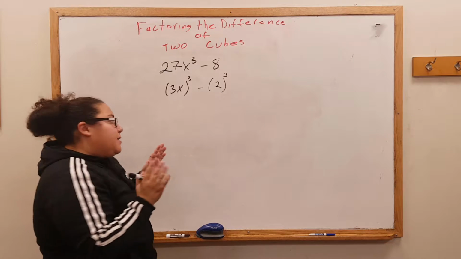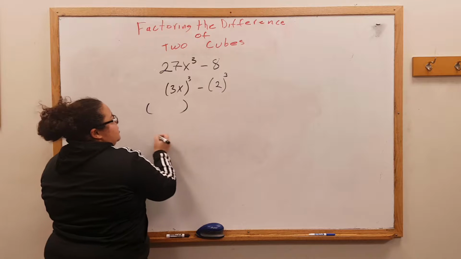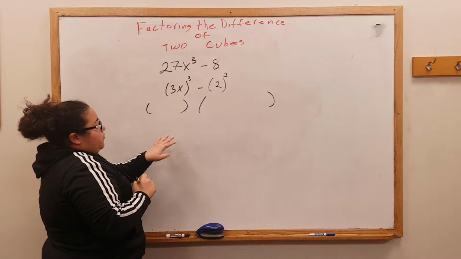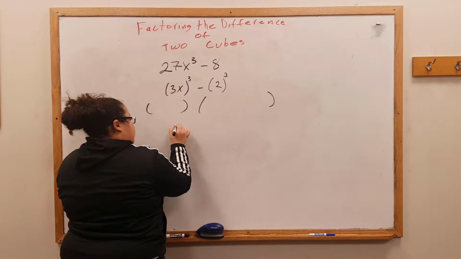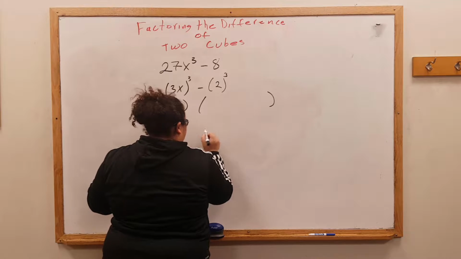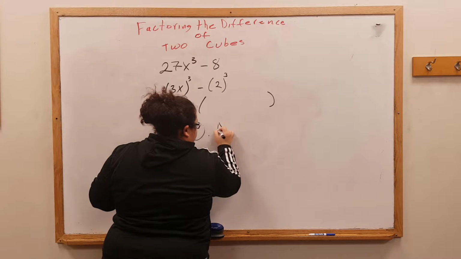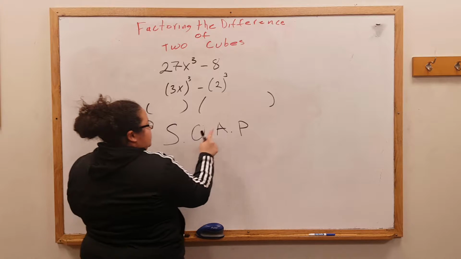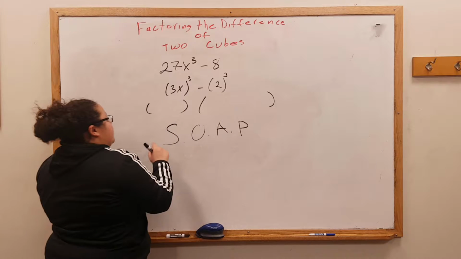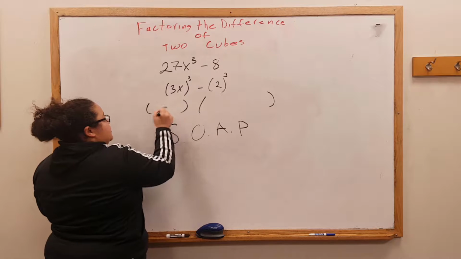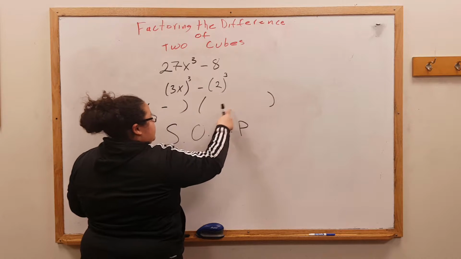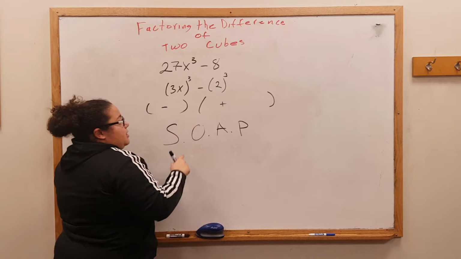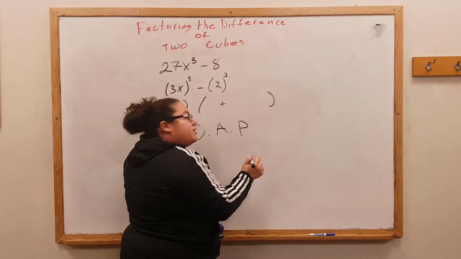The next step is having a small parenthesis with a medium-sized parenthesis, times each other. And before you move on, I want to remind you that SOAP is an important word, which stands for same, opposite, always positive. Same is the sign, so it's always the same. Now in this parenthesis, always opposite, the first one, which is going to be plus, and the last one, which is going to be always positive.